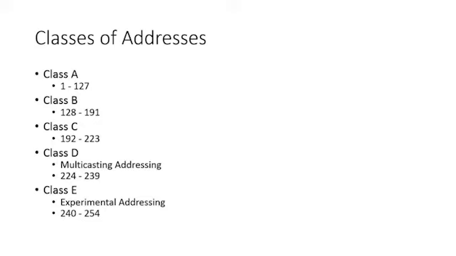A Class B would be a 128 to 191. A Class C would be a 192 to a 223. And now we have a Class D and E that we haven't talked about yet. A Class D is for multicasting addressing. And that's from 224 to 239. And then we have an experimental range out there, which is 240 to 254.